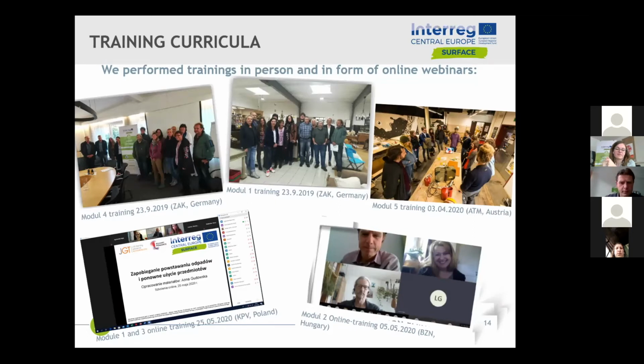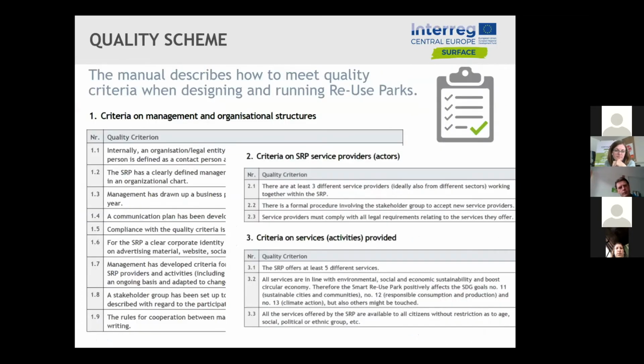As a part of the project, there has also been developed an evaluation tool, we can say so. The quality scheme describes how to meet quality criteria when we are designing and running our reuse points. The scheme contains criteria in areas of management and organizational structures, integration of SRP's actors, and the integration of the services provided. The quality scheme can be used as a control list for optimal organization of the SRPs. Thanks to it, we can check whether all the criteria will be or have been already met when we are setting up our reuse points.